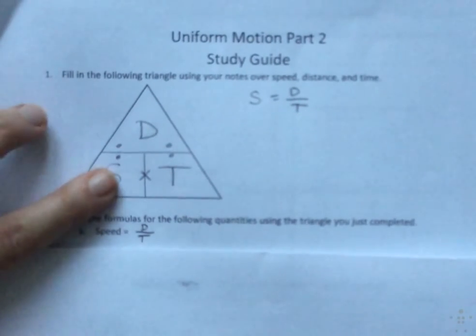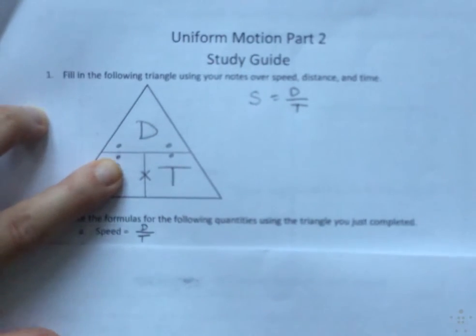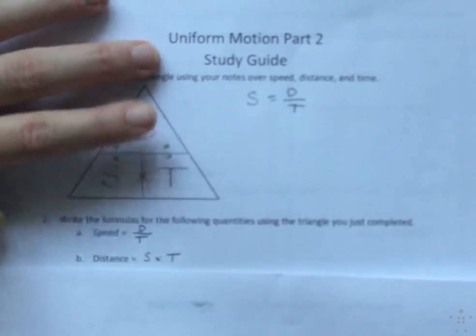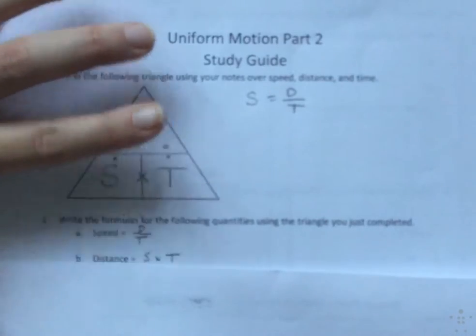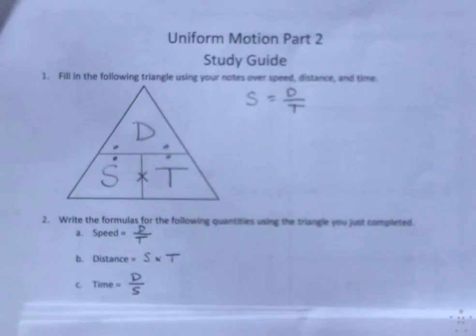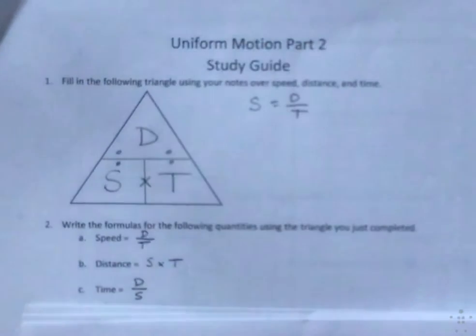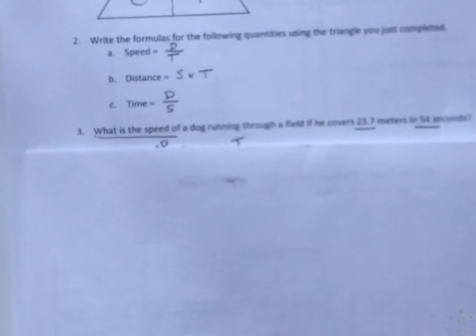So if I cover up the S, it tells me that speed is distance over time. If I cover up distance, it tells me that distance is speed times time. And if I cover up the time, it tells me that time equals distance over speed. And that's how I got those. So now we can go through some of the math problems.